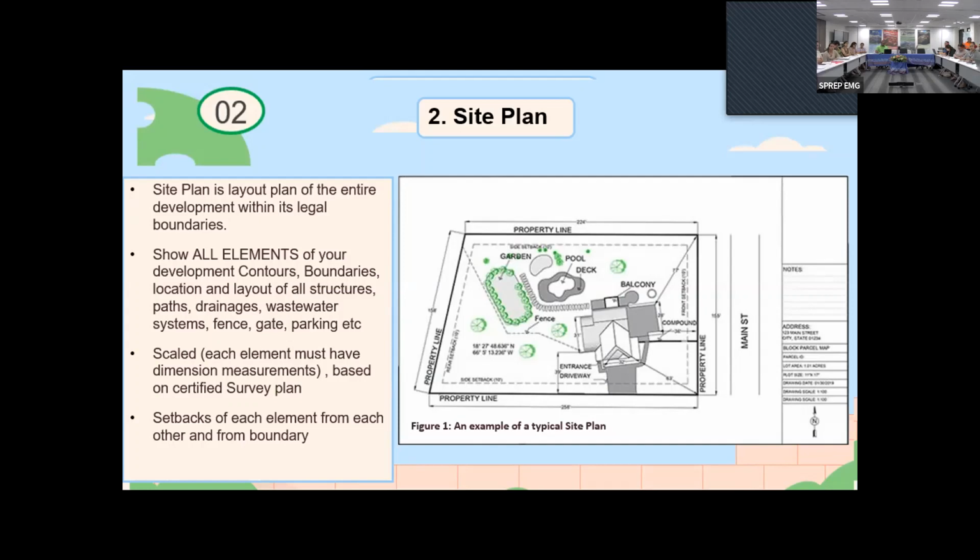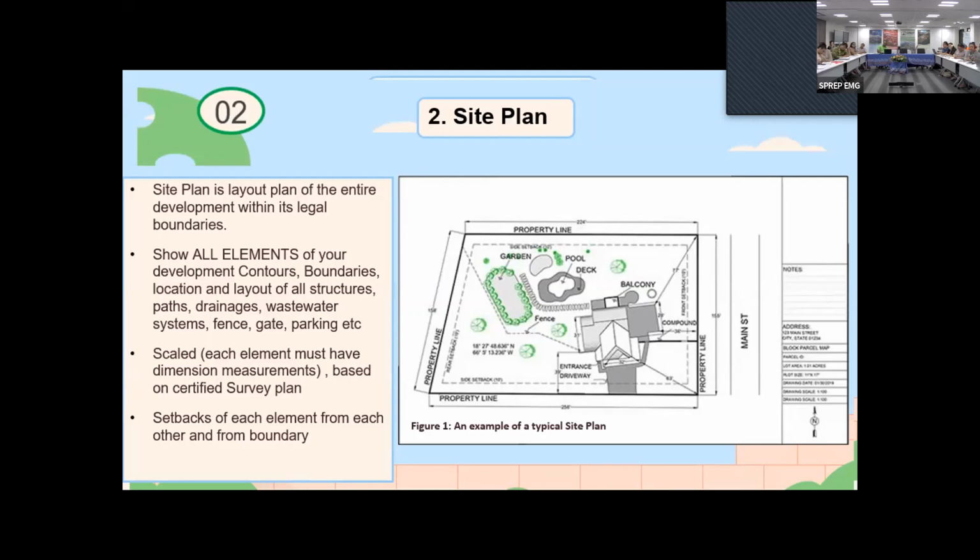One other key point is that we really encourage that the development itself on the site plan must be oriented to the actual shape and size of the land. Very often we have come across site plans where the plan is a very nice rectangle, let's say, and it looks very straightforward.